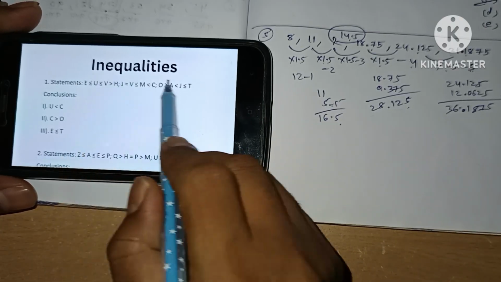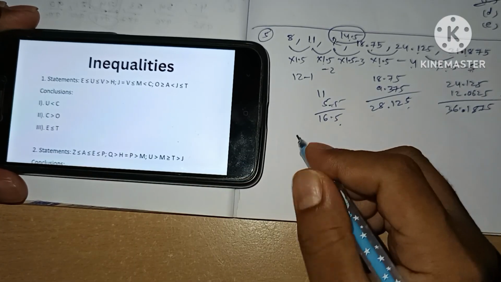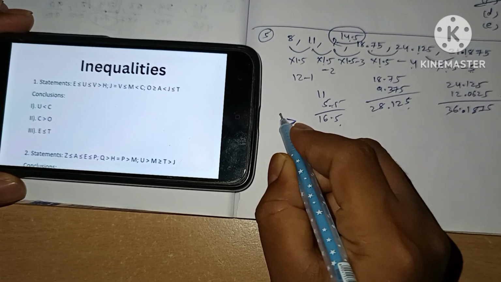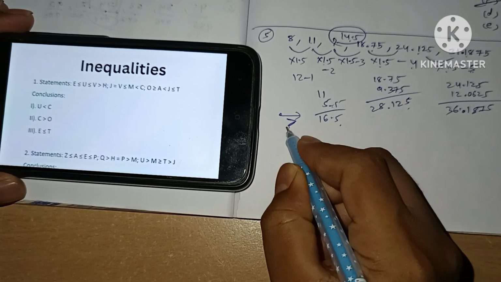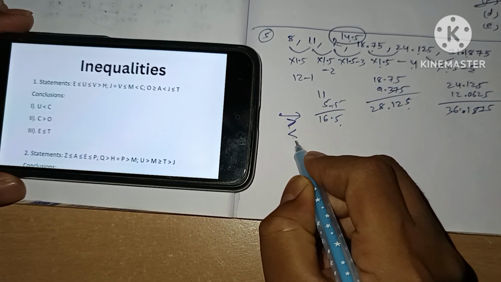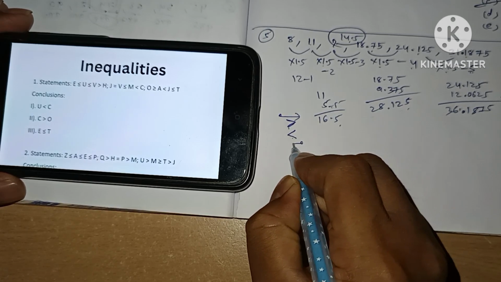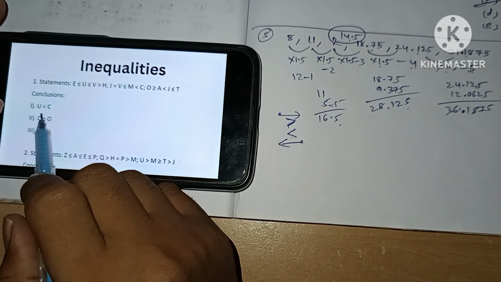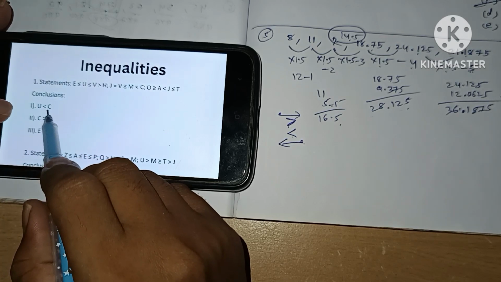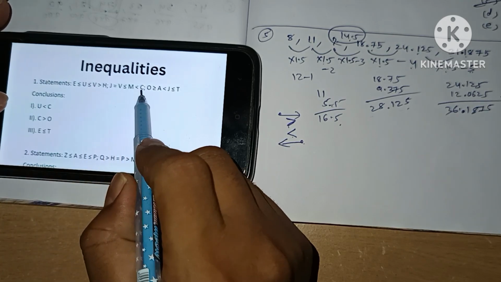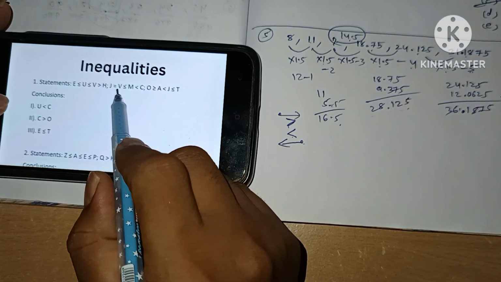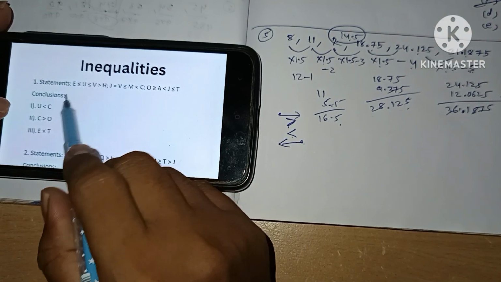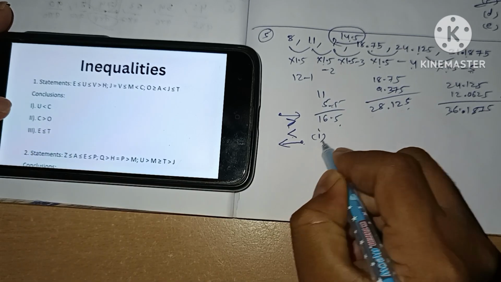Now we are going to see inequalities. The method we are using here is the flow method. If we see a symbol like this, then we say that the flow is from this side to this side. If we see a symbol like this, then we see the flow from this side to this side. Let's see with the conclusions directly with the first question. The flow from C to U. From C we can reach to M. From V we can reach to U. So first conclusion will be true here.